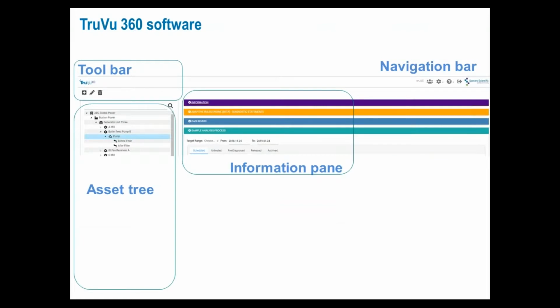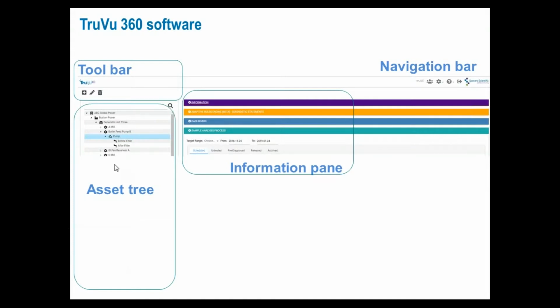This is just a screenshot to put it in context. So there's really four aspects. The upper right hand is the navigation bar, where you'll find things like login screens, help menus, settings, etc. An information section page where you can see that all these sections are collapsed, but there's sections on information, adaptive rules engines, the performance dashboard, and then the sample analysis process.